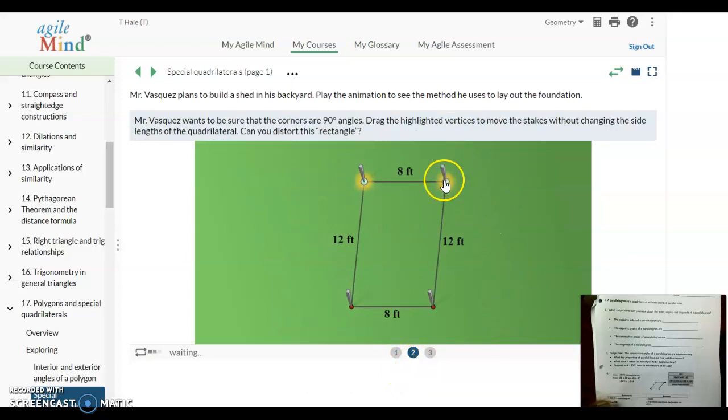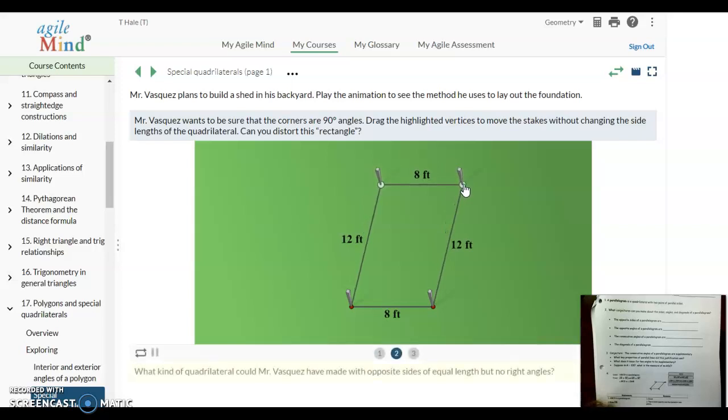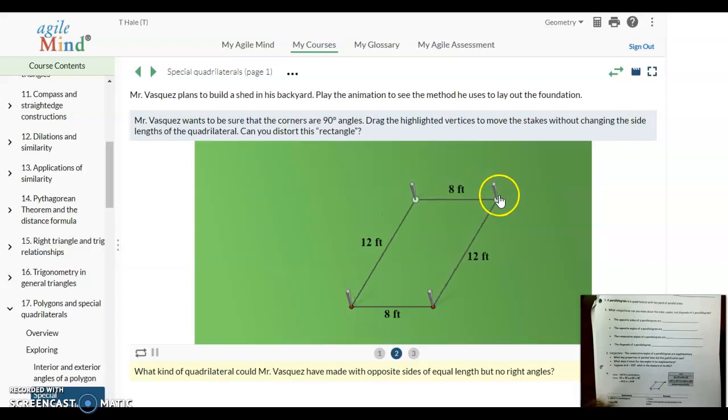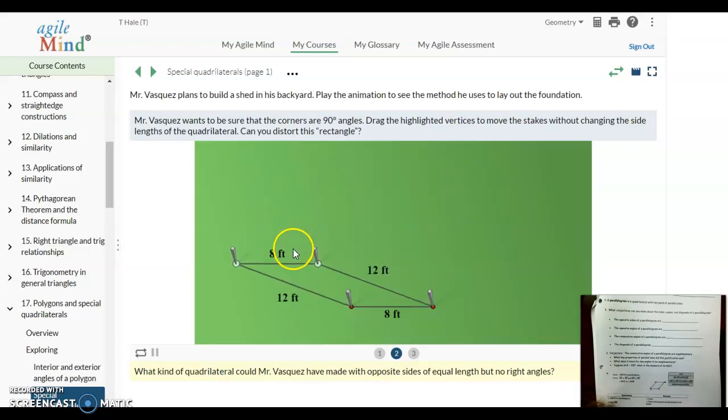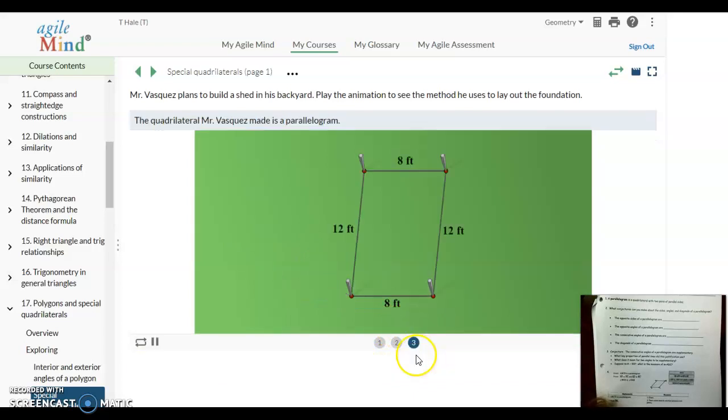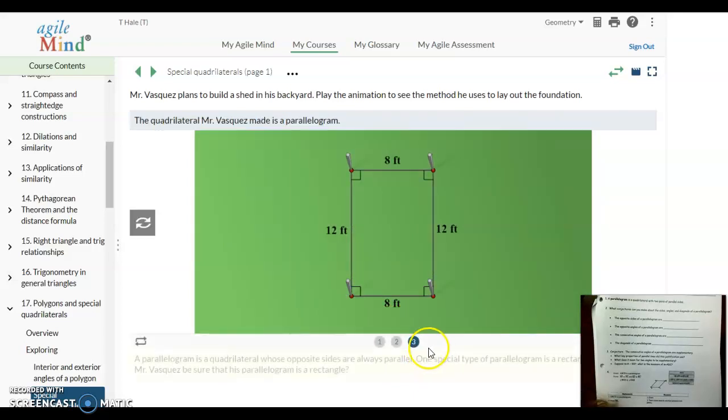But notice I can distort this figure and keep the opposite sides still 8 feet and 12 feet. Is it still staying a rectangle as I distort it this way or the other way? Would this be a rectangle? Definitely not, right? So he has to have some way of verifying that the angles he created are indeed 90 degrees.